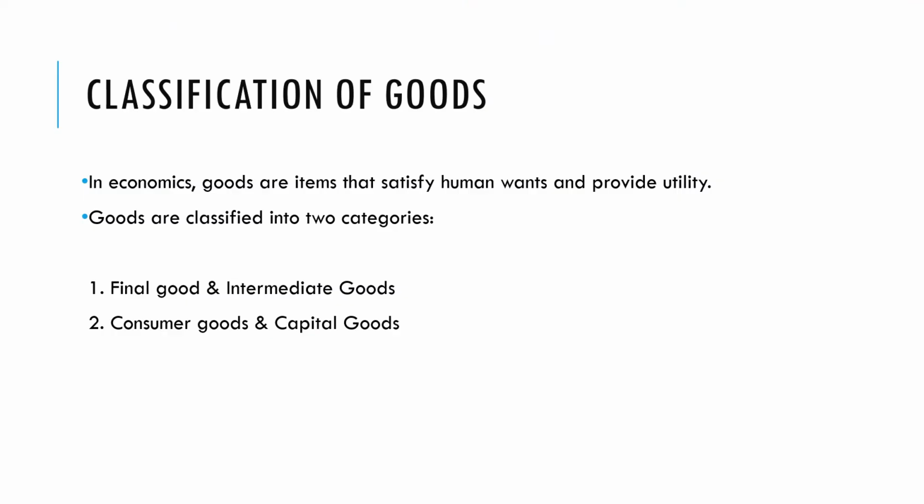Classification of goods. In economics, goods are defined as items that satisfy human wants and provide utility. Goods are classified into two categories: final goods and intermediate goods, consumer goods and capital goods. Let's look at each classification in detail.